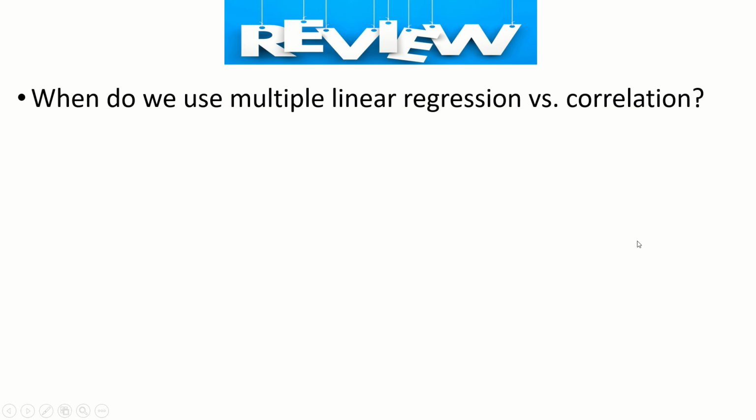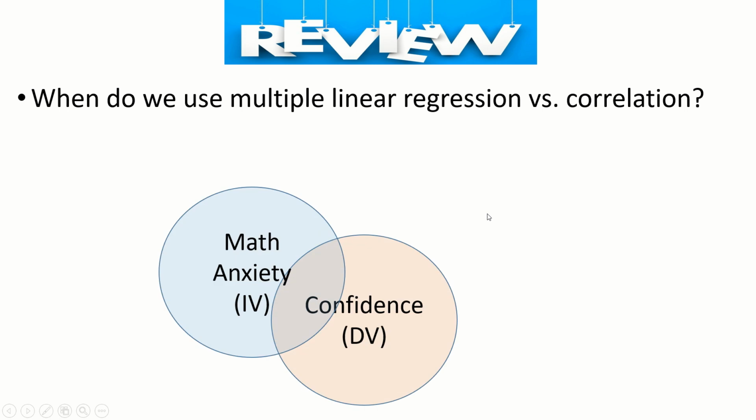First, when do we use multiple linear regression over correlation? In correlation, we have one IV, one DV, and both are continuous variables. We have two continuous variables, and we want to examine the relationship between those two continuous variables.